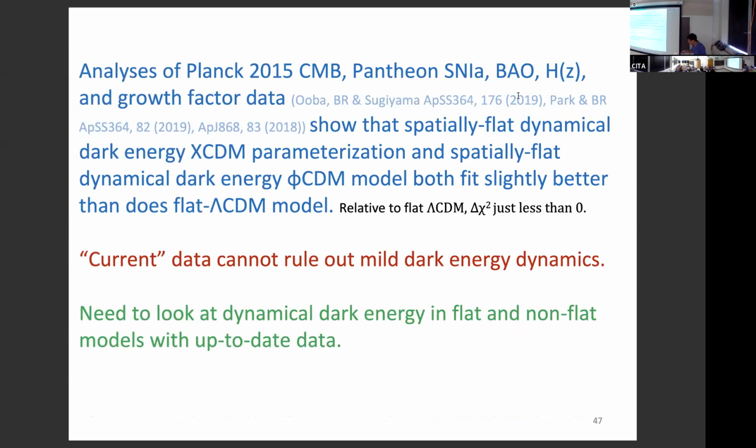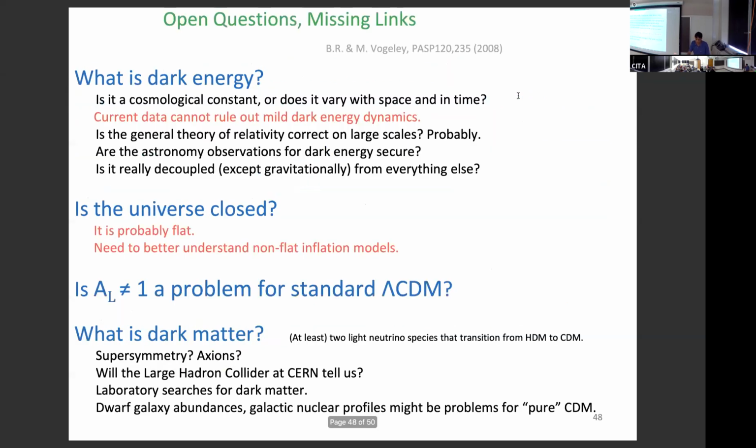So, I mean, we'd earlier looked at, with earlier Planck data, dynamical dark energy, and we have to redo this, but we were finding that both the XCDM and phi CDM models fit the data better than lambda CDM, but not at a huge significance. And so we're just going to have to do this again with more recent data.